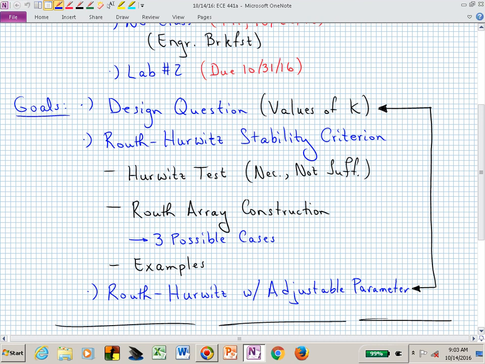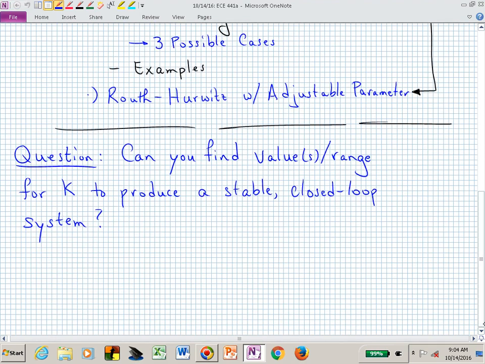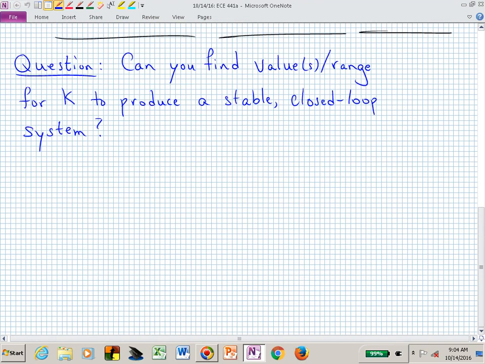There are 4 cases that are discussed in the book, and the 4th case is one that doesn't happen very often, so let's just concentrate on these first 3. But there is a 4th possible case. We'll try to get through some examples, and then we will return and look at another example of where we might have an adjustable parameter with which we want to determine the range of that parameter for stabilizing the overall system.